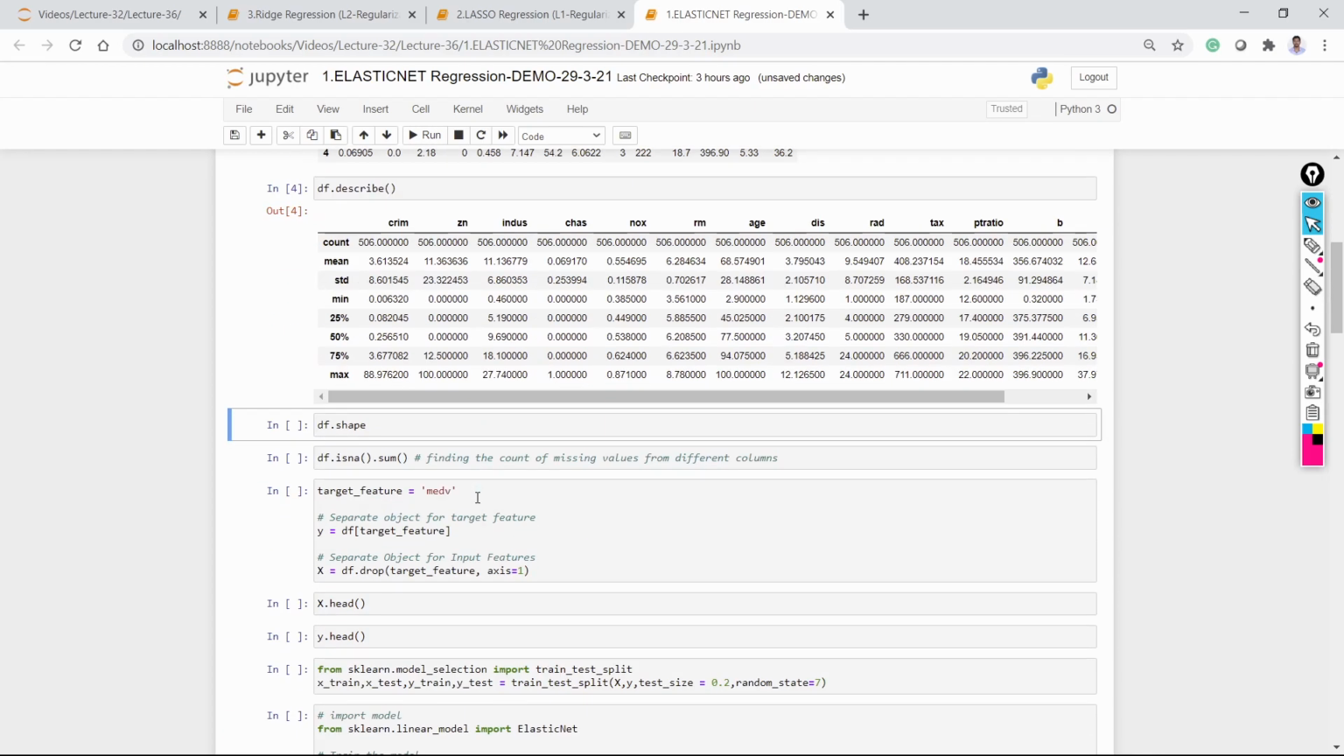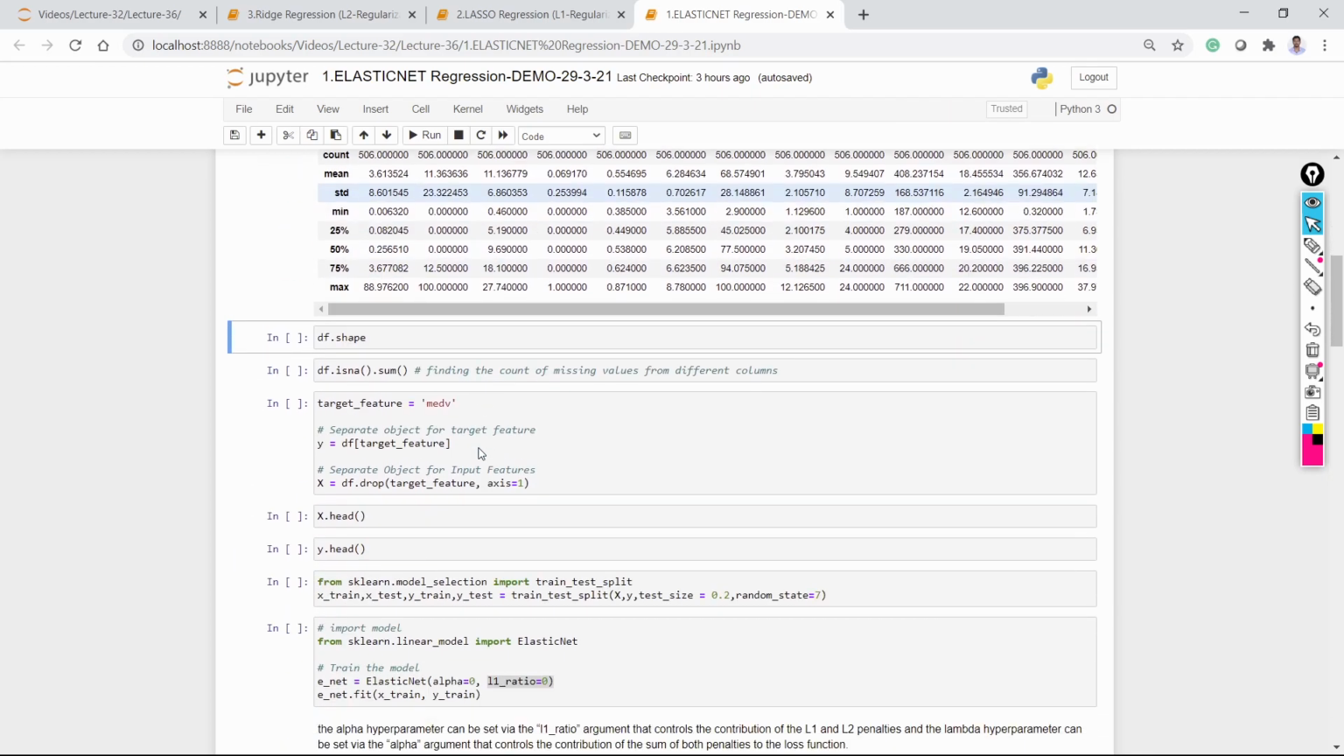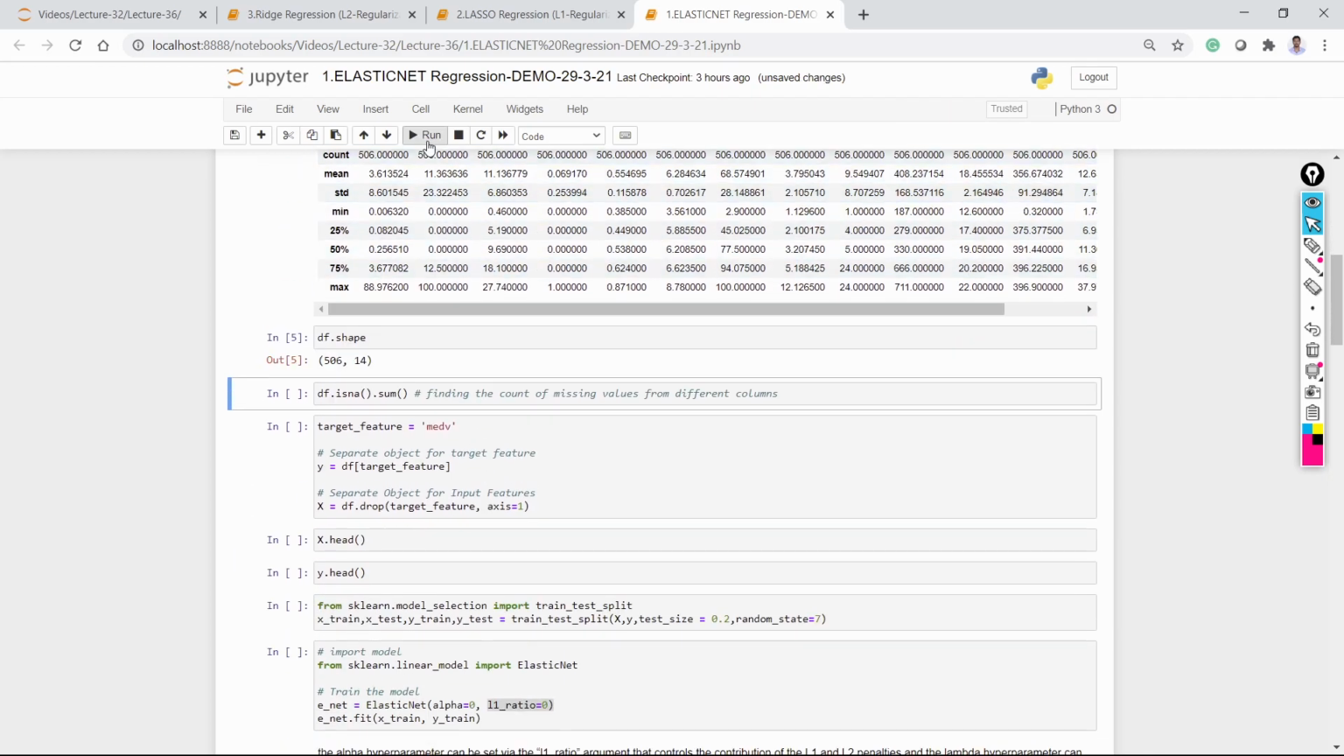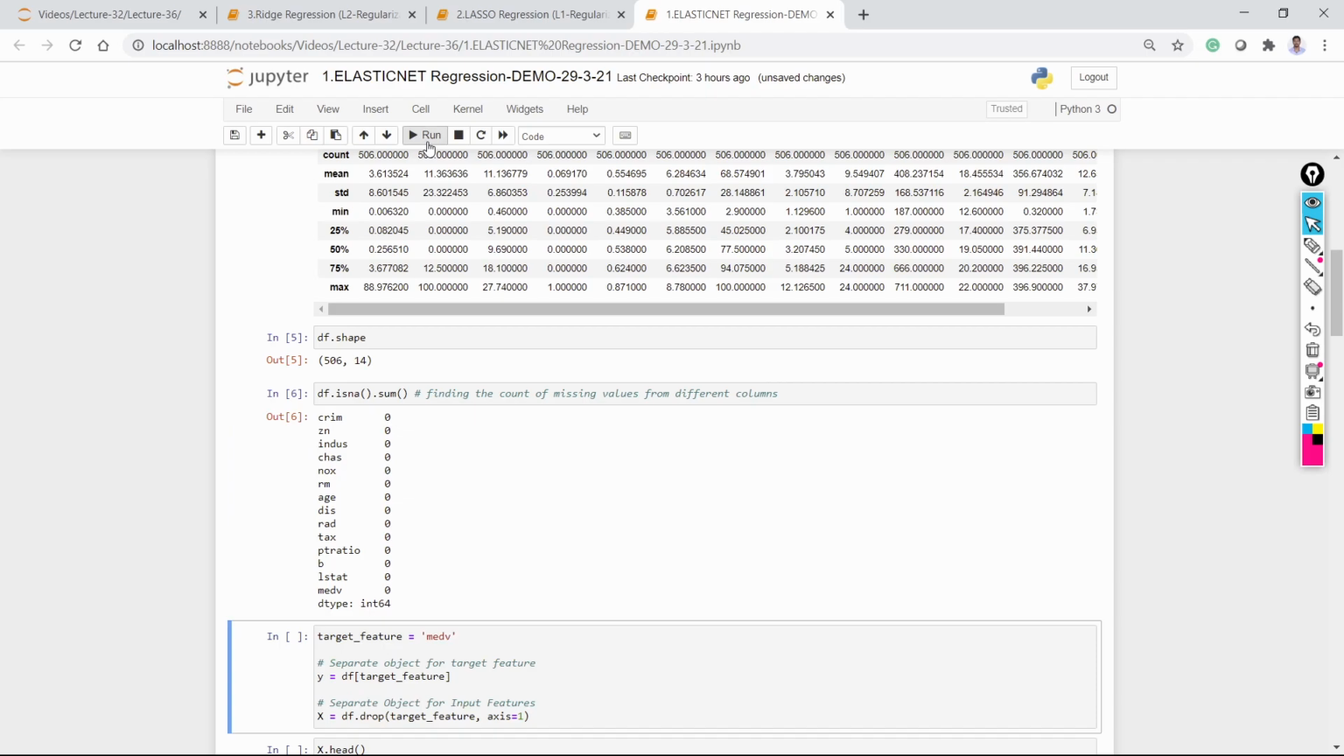I already explained all these steps: what the describe method is, what the head part is, what the shape is. Everything I explained in the previous lecture, so I am not going into detail here.